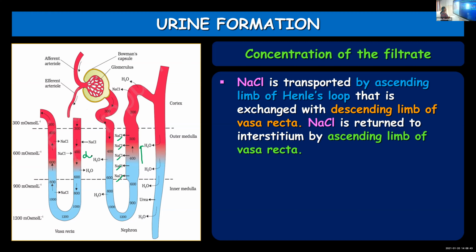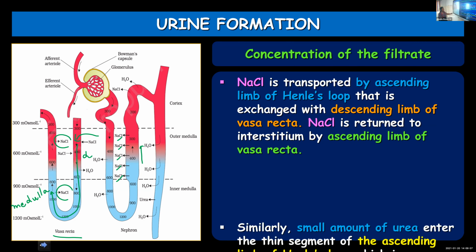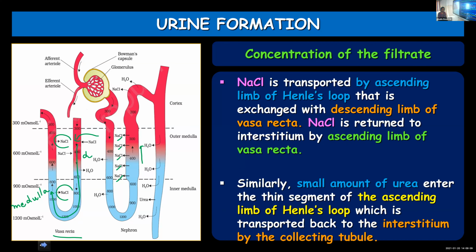This is the descending limb of vasa recta. So vasa recta will take up the sodium chloride and this moves down. And once it reaches the ascending limb, the sodium chloride will be released into the medullary interstitium. So that also will help in increasing the solute concentration and helps in maintaining high osmolarity.